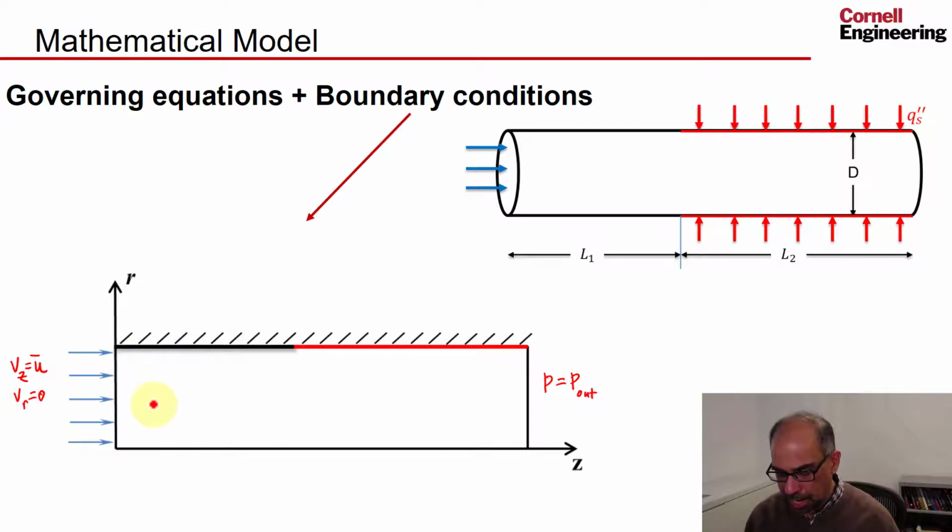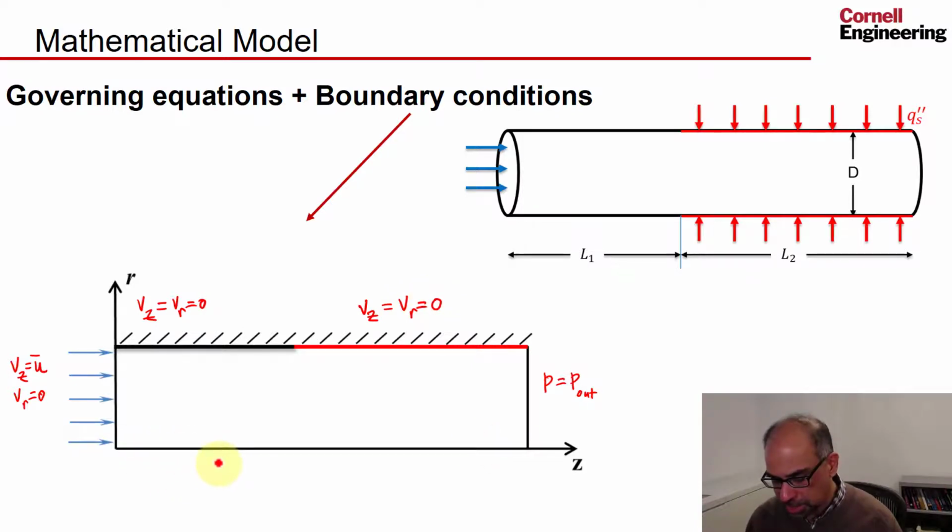And then at the wall, we have the no-slip boundary condition. So Vz is equal to Vr is equal to 0. And similarly, that's for the unheated part, and this is for the heated part. So those are your velocity boundary conditions there.